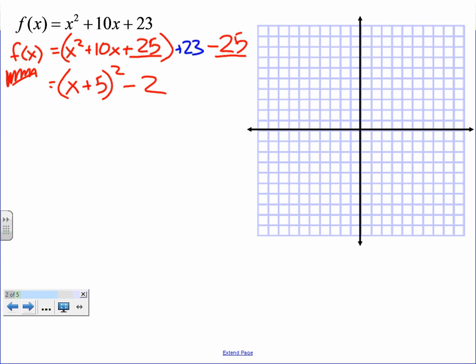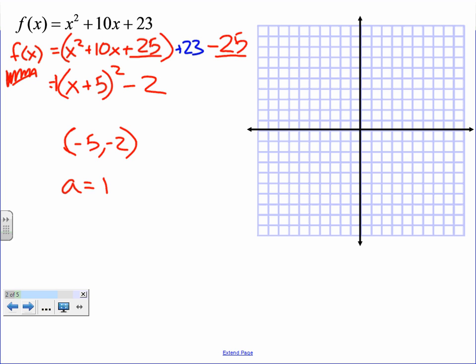And now if I say graph it, no big deal. My vertex is the opposite of 5, because again, we have this minus h, comma -2. And my a value is 1. I could throw that in there. So there's my a value. So the a value is simply 1.